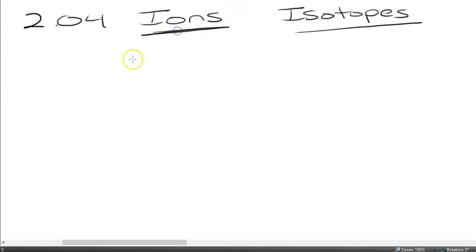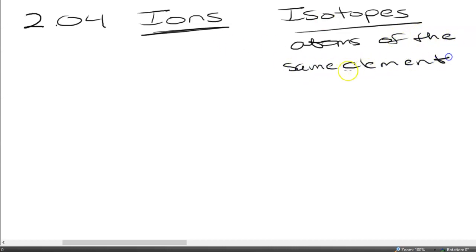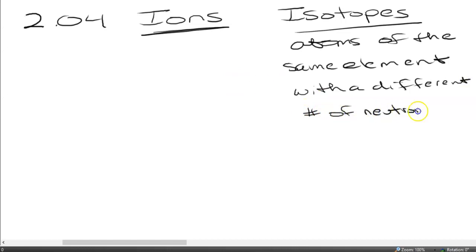So there are two I words in chemistry that kiddos typically tend to mix up when they're first learning. And so from last week, a couple days ago, we did isotopes, which are atoms of the same element with a different number of neutrons in the nucleus.